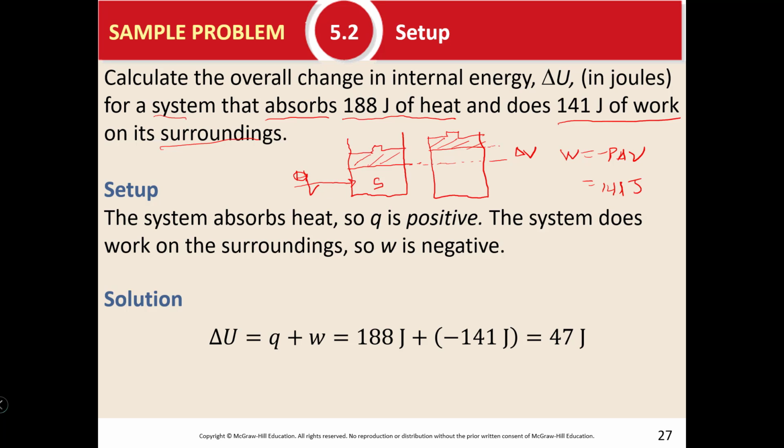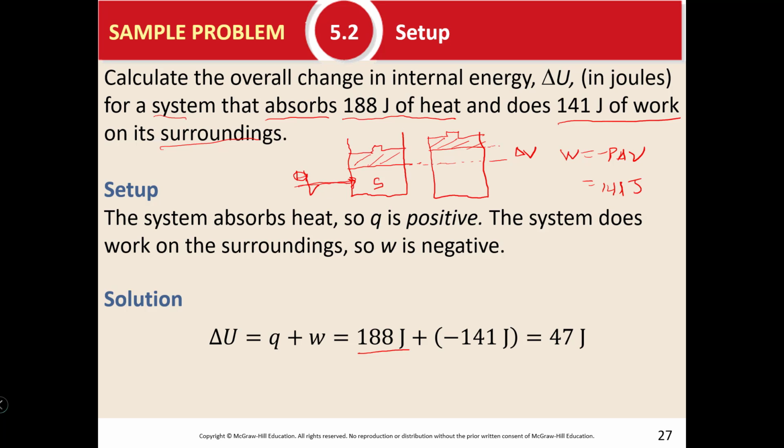So here's where the sign convention becomes really important. So because the heat went into the system, it's a positive 188 joules. So positive indicates endo process. That means endothermic because we're talking about heat. So the heat is going into the system.